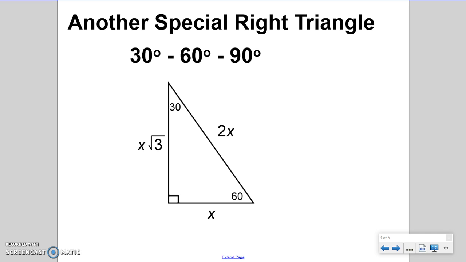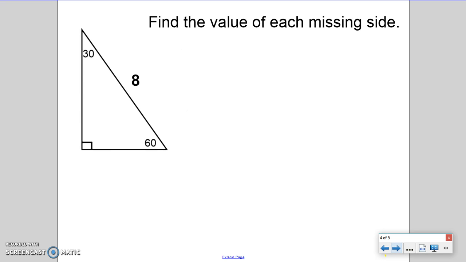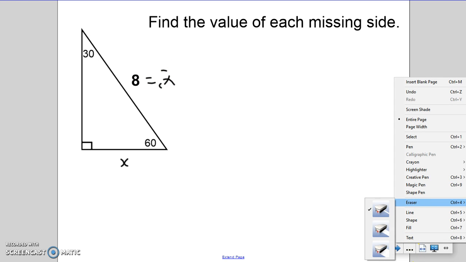So I'm going to use this in an example. So here I have a 30, 60, 90 triangle. The hypotenuse is 8. I'm going to label this side as x based on the special right triangle rule we saw on the last slide. And 8 is equal to 2x. Let's actually make that look like a 2.